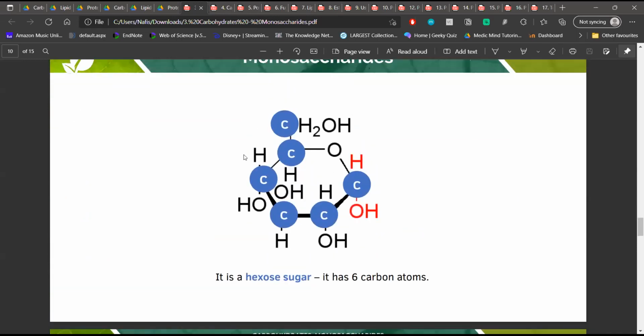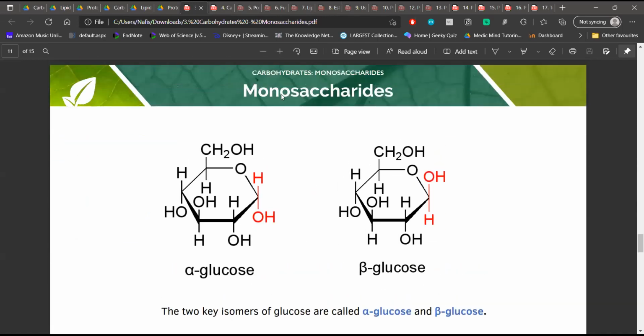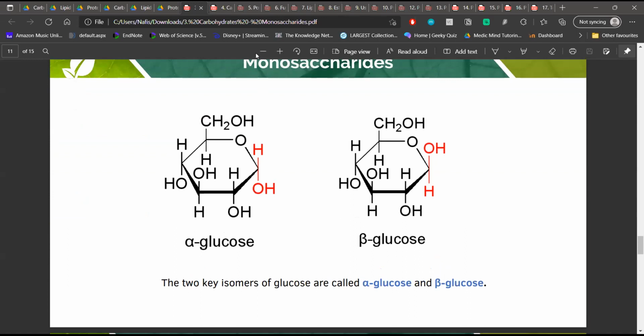Glucose is a hexose sugar, hex meaning six, like hexagon is a six-sided shape. So hexose sugar, it has six carbon atoms. There are two isomers of glucose, alpha and beta glucose. The way I remember it is alpha glucose has the H above, so A for above. Beta glucose has the H below, B for below. That's a good way of trying to remember the differences between them. Apart from that, they're fully identical.